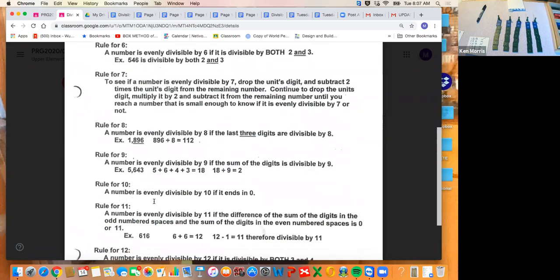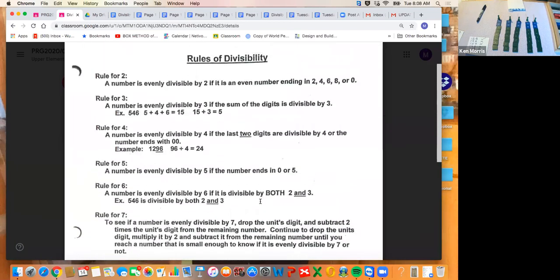A number is evenly divisible by 10. I don't like the use of this word evenly because of the possible confusion between even and odd numbers. So I would change that, I would just say a number is divisible, okay? Because that's what divisibility means. If you want to stress that it's divisible without remainders, you can do that, but I wouldn't recommend using this evenly. Okay, a number is divisible by 10 if it ends in 0.